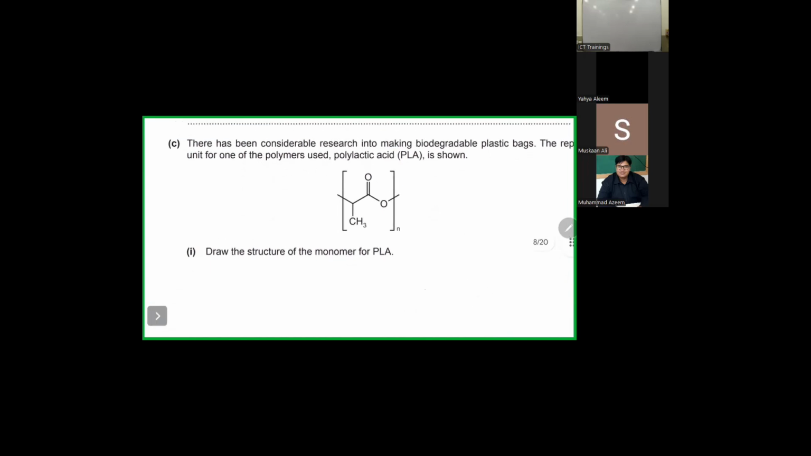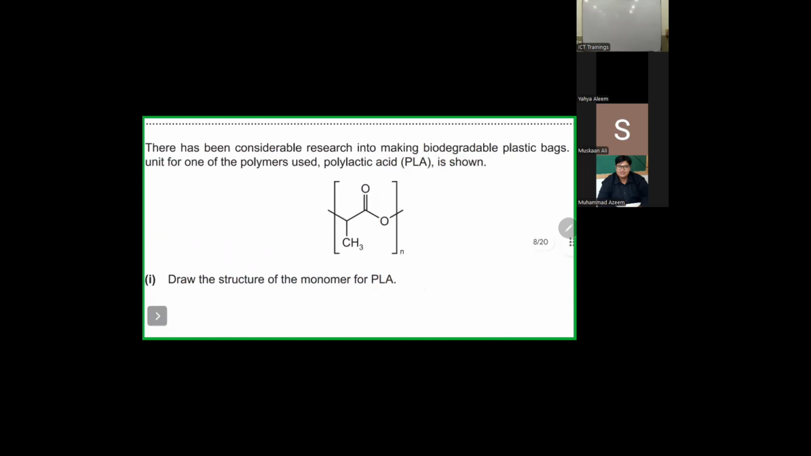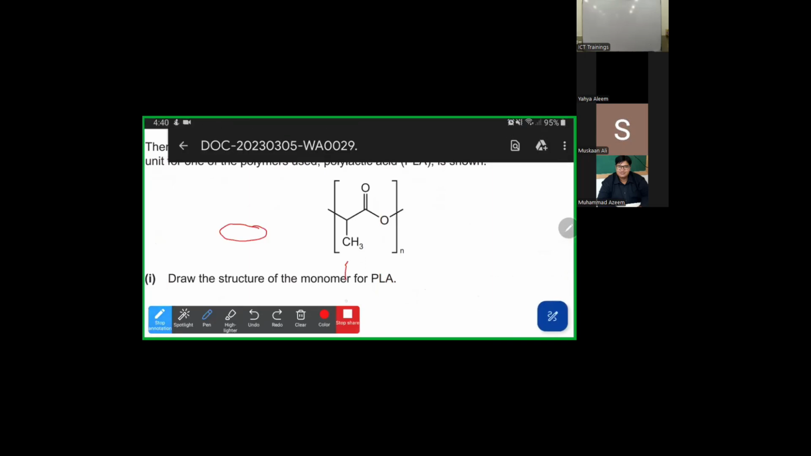Now look here, you have to make the monomer. Draw the structure of the monomer of PLA. So break the ester linkage. Okay. So it would become C double bond O, and with that CH3 is attached. Up here, with C double bond O, you should attach the Cl. Up here the O is attached and this one has the OH with it.